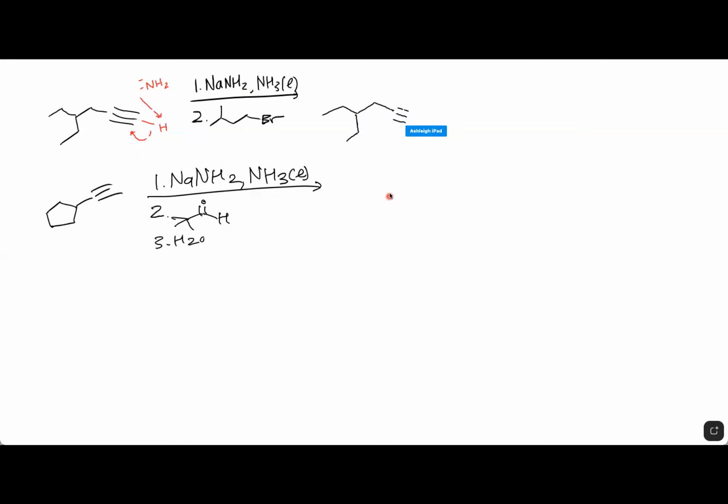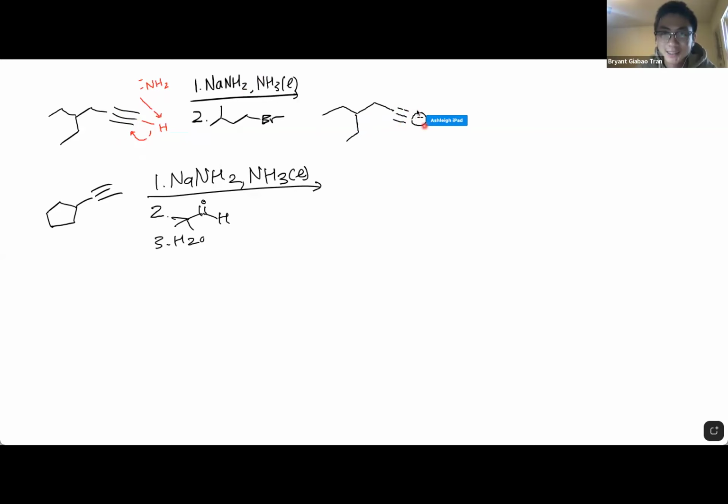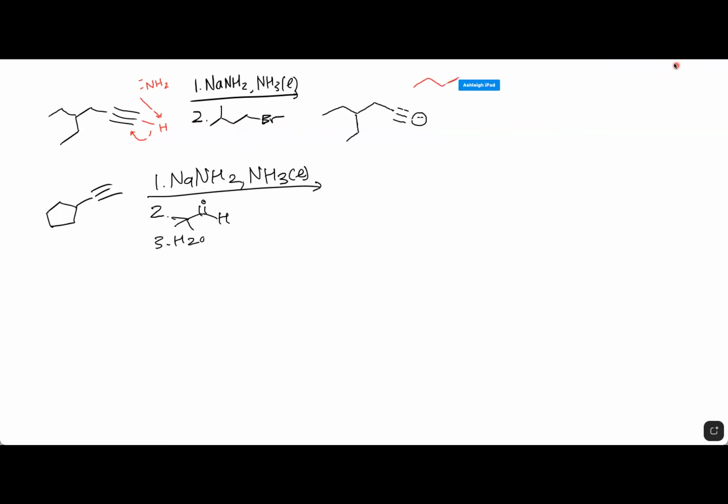Here, is it still a triple bond there? Yeah, still a triple bond there, but now there's a negative charge on that carbon, which is a nucleophile or base. Now we bring in our second step. And then I'm gonna do the thing you said. So this would be the star.